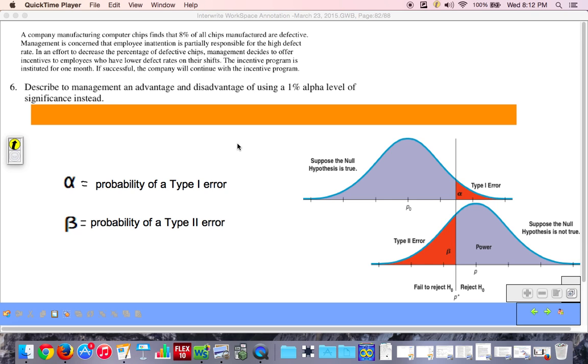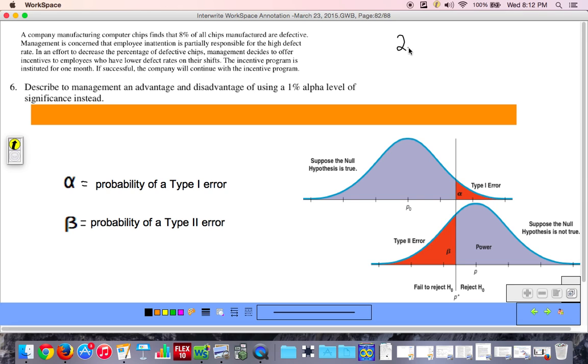Well, in question number 5, we learned that the level of significance previous to question 6 was 2.5%. So our level of significance previously was 2.5%. That was our alpha level. Now they want to talk about what would happen if we change that to 1%. Well, that would be a decrease in our alpha level, or a decrease in our significance level.